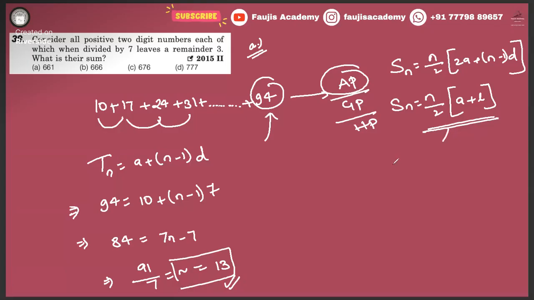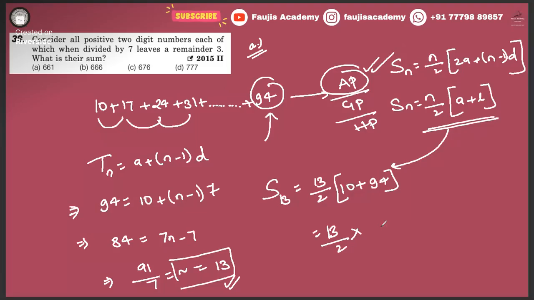Now can you simply substitute in this formula? Sum to 13 terms: n by 2 into a plus l, where l means last term. You can also put in the other formula as well, no worries. 13 by 2 into 104 is 13 into 52. 676, sir. Right. Somebody who answers 661, please check what sort of mistake you have made.